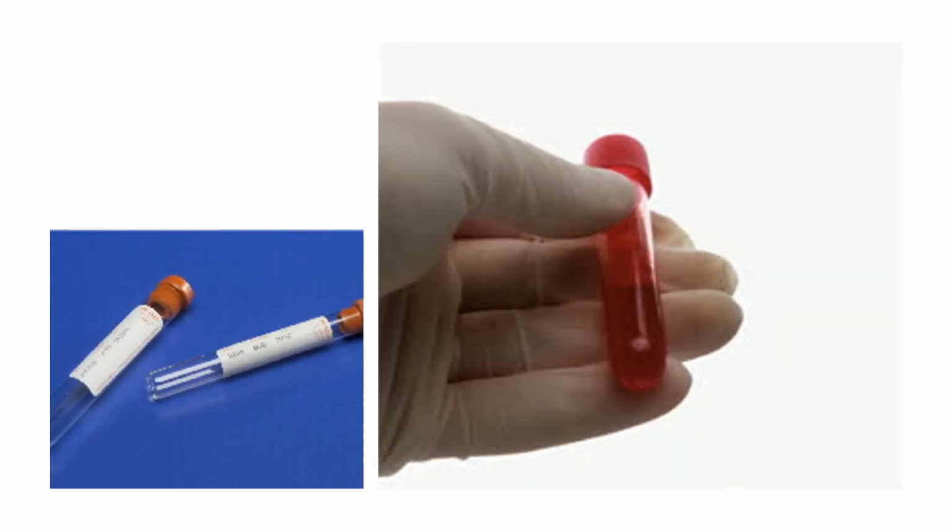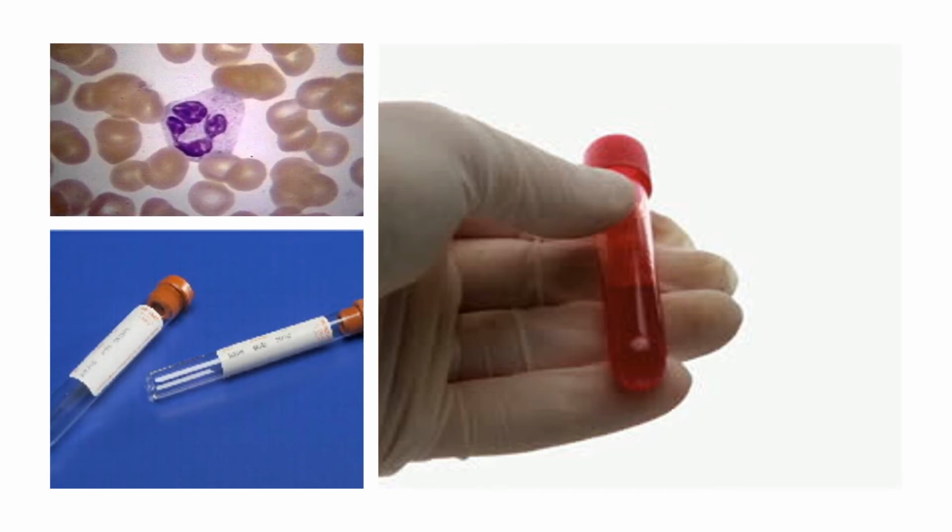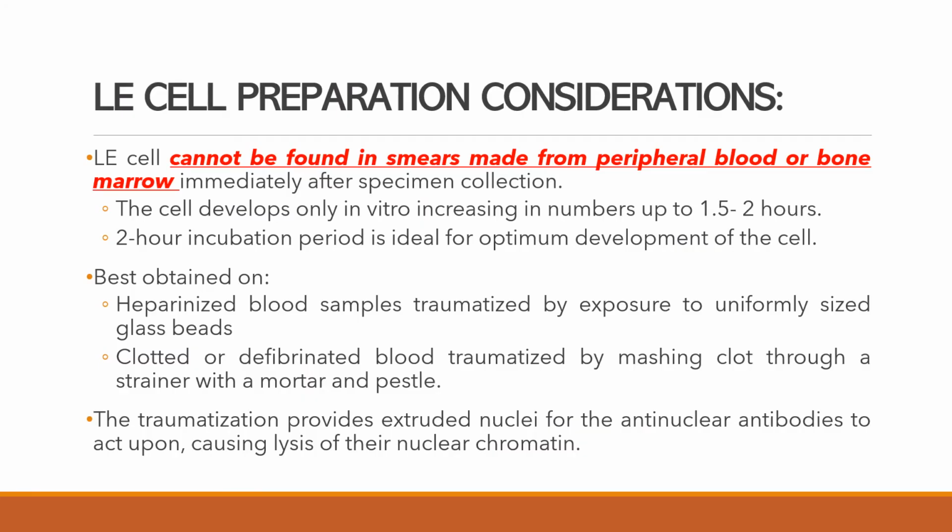For this activity, we will be needing a red top tube. Usually, we place the glass beads already inside the test tube, and then we collect the sample from our patient. Then, in order to liberate the nucleus from the neutrophils or to damage the white blood cells, we have to vigorously shake the tube. This is again to help destroy the white blood cells to release the nucleus from the cells.